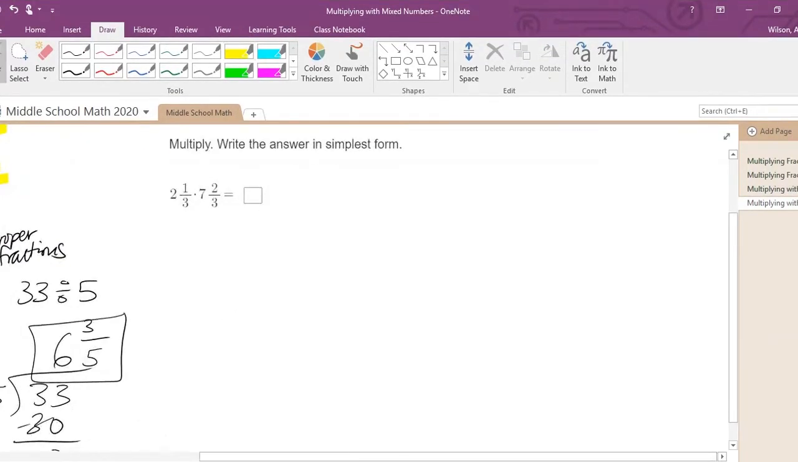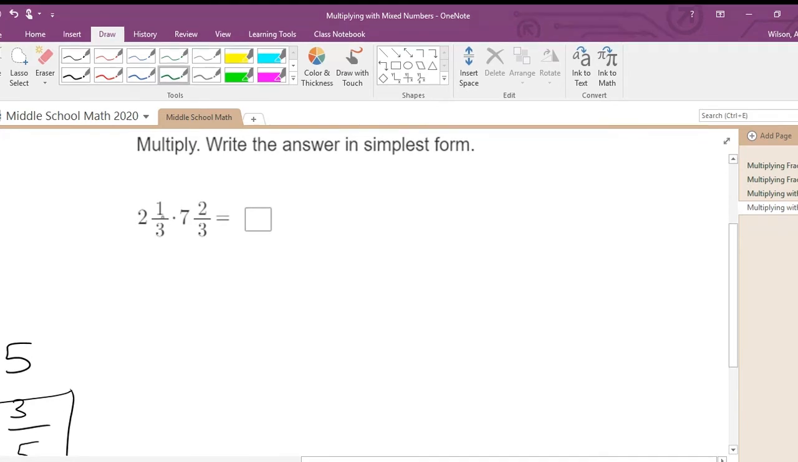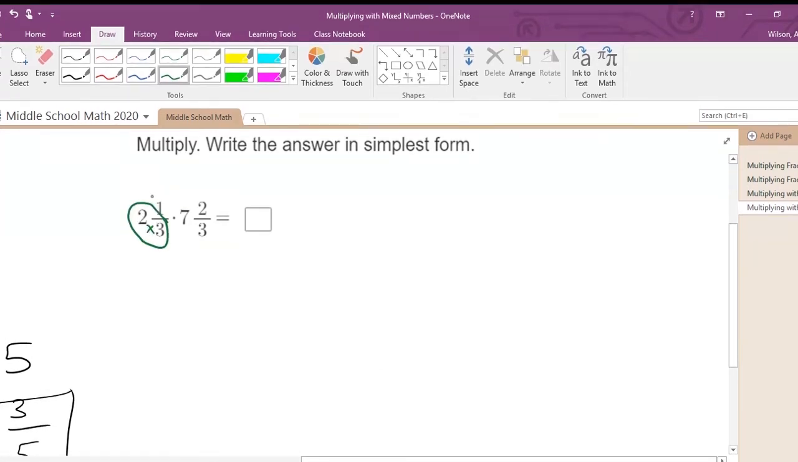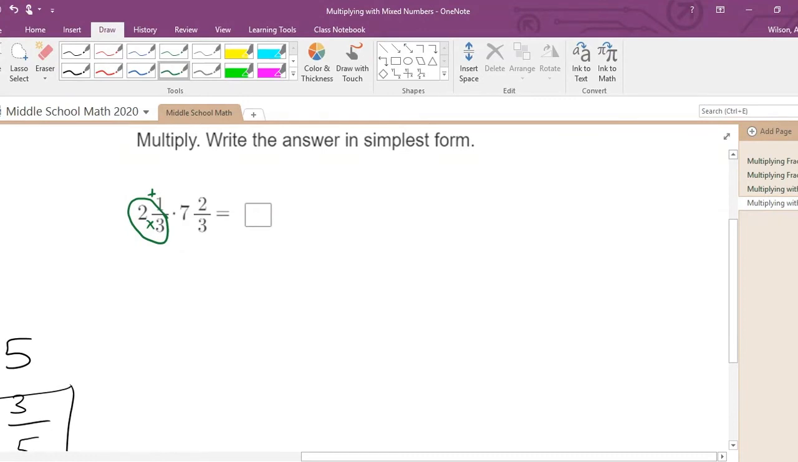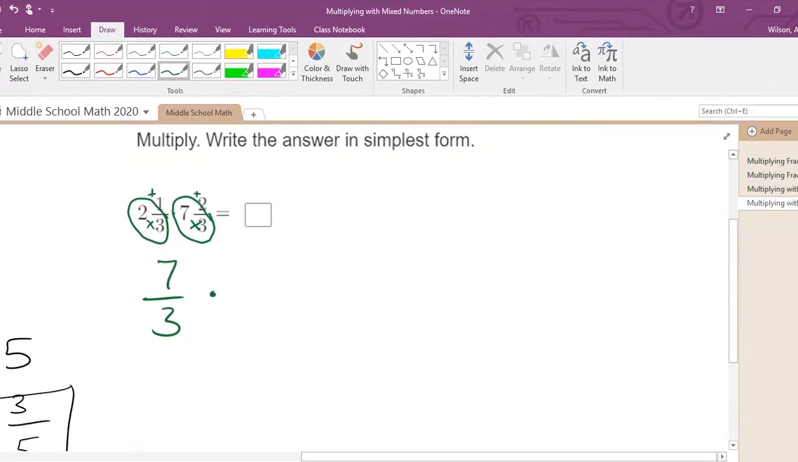On into the next one. 2 and 1/3 times 7 and 2/3. Remember, mixed numbers turned into improper fractions. Whole number times denominator. 2 times 3 is 6. Plus the numerator, which is 1, makes 7. So that's 7/3. Multiply that by 7 times 3. Well, that's 21. Plus 2. That makes 23. And the denominators stay the same as thirds.